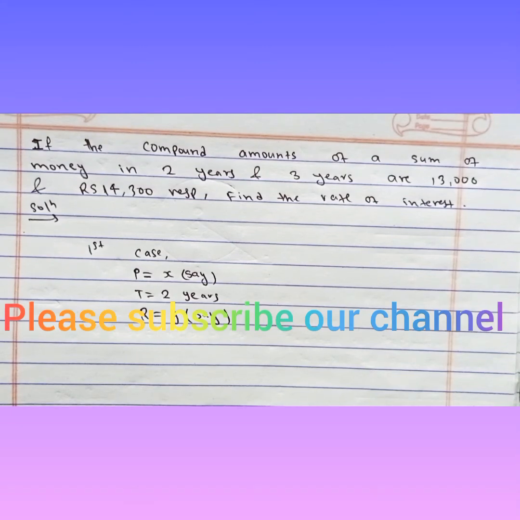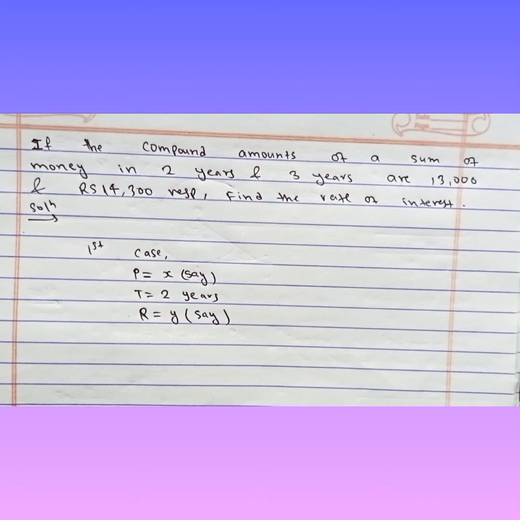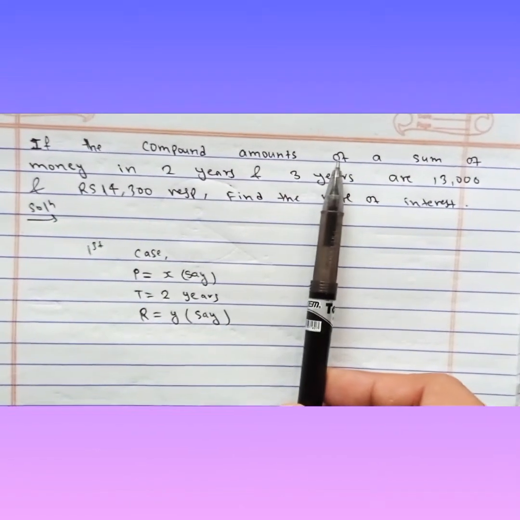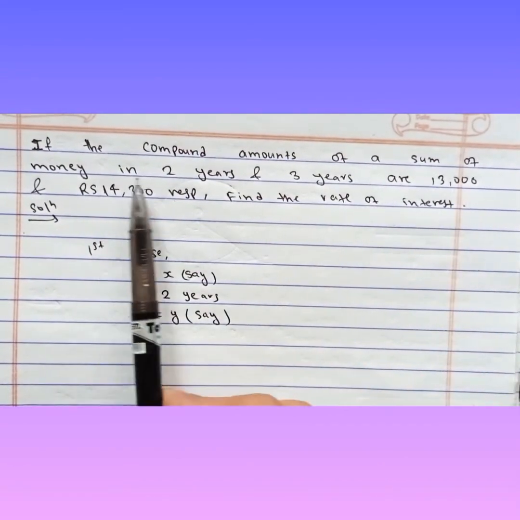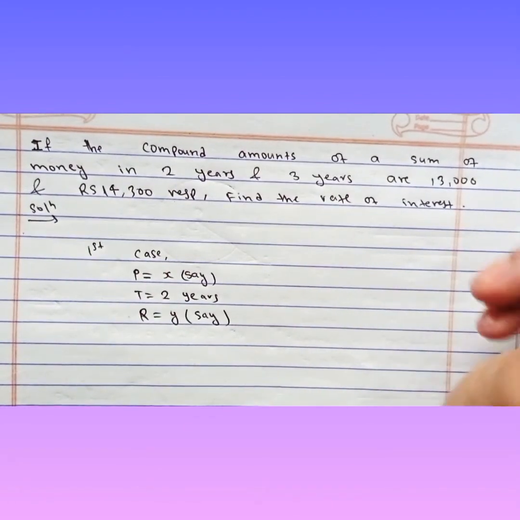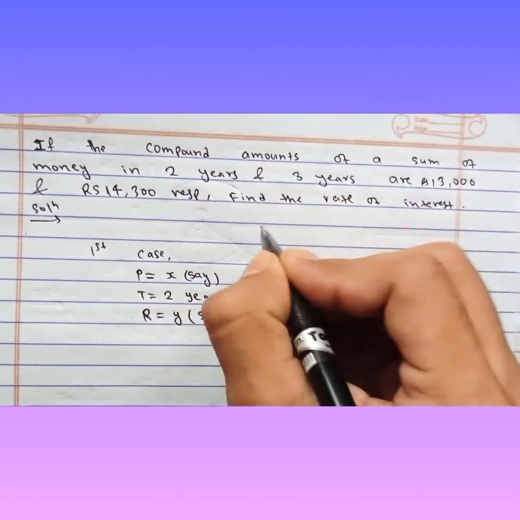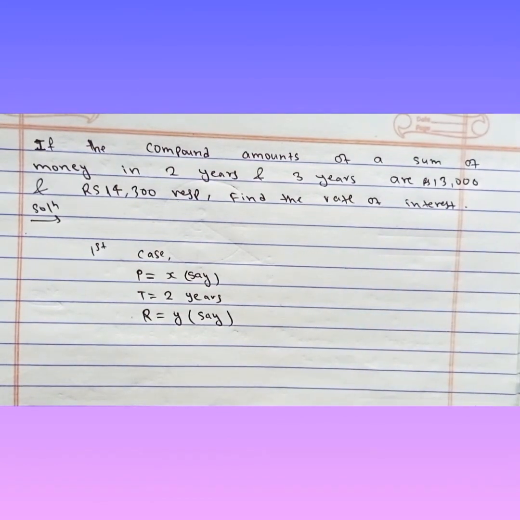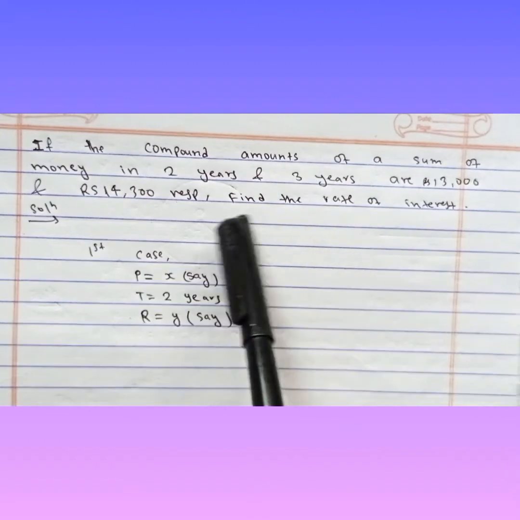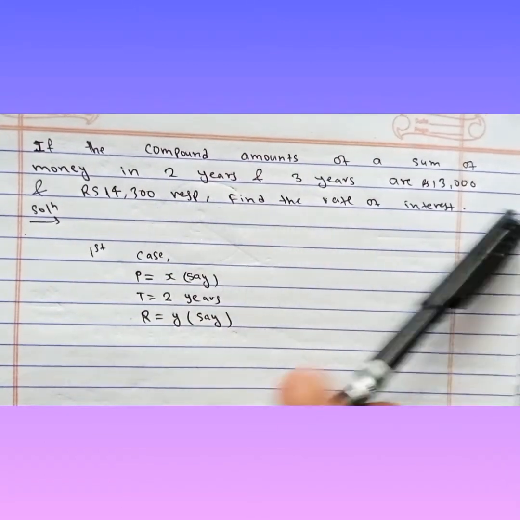Hello students, today I got a problem from compound interest, and the question is, if the compound amount of a sum of money in 2 years and 3 years are 13,000 and 14,000 respectively, find the rate of interest. We have to find the rate of interest, but we don't know the principal. We don't know either principal nor the rate, but the amount for 2 years and 3 years are given.